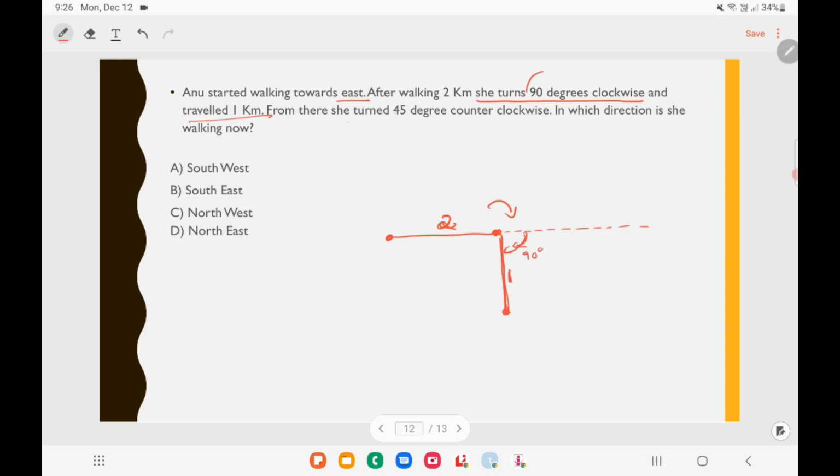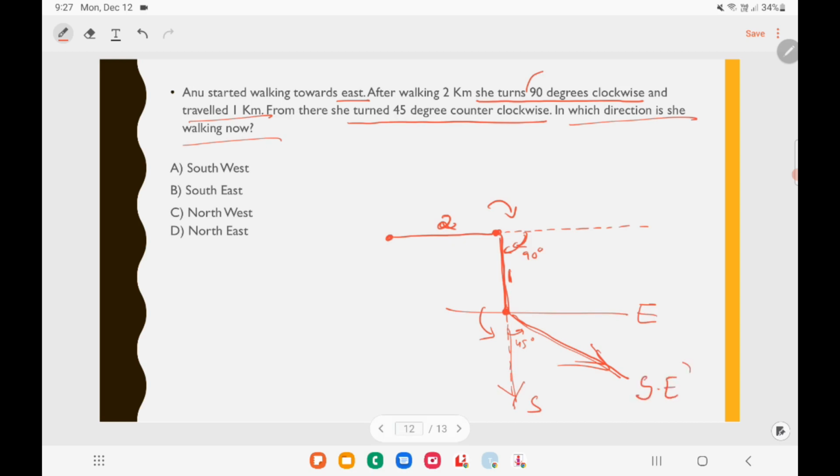From there she turned 45 degree counterclockwise. So again you need to draw the dotted line like this, and counterclockwise means like this. So from this dotted line you need to draw 45 degree. So she is going like this now. So in which direction is she walking now? She is walking in this direction. So this means this is east and this is south. So she is walking in the southeast direction. Okay, so option B is the right answer.